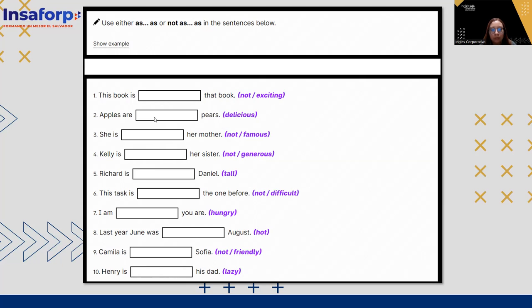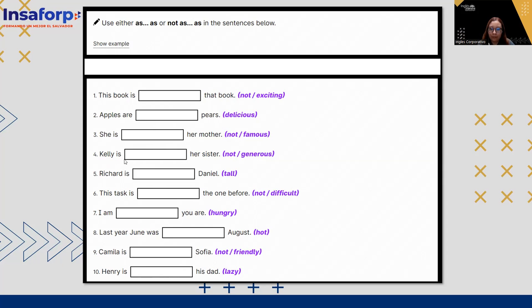Let's see number two. What do you answer in number two? Apples are as delicious as pears. Yes, correct. Number three? She is not as famous as her mother. Correct. She's famous, but not as famous as her mother, meaning that her mother is more famous.